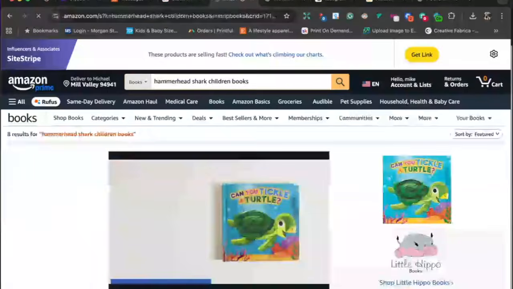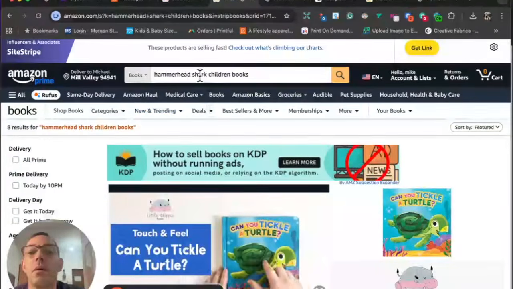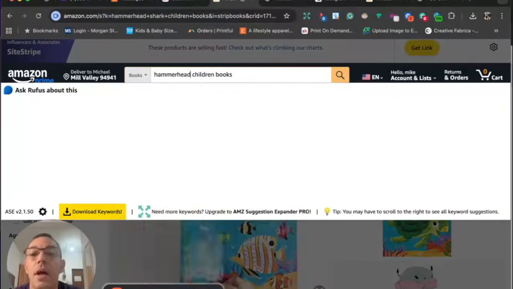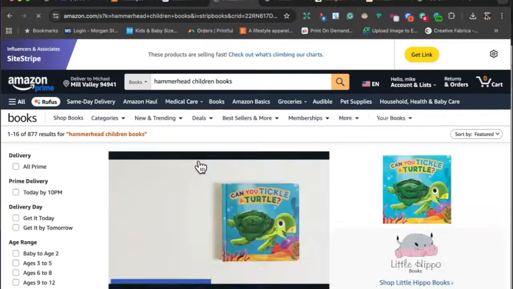Did I spell that right? Shark children's books. And bam, only 8 results. That's really low. Maybe if I get rid of shark, hammerhead children's book. But you can see kind of like my process here. I'm just taking these broad animal niches.